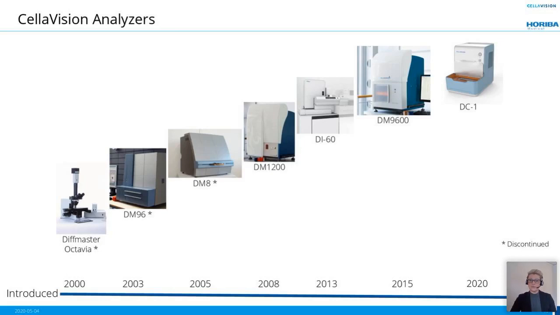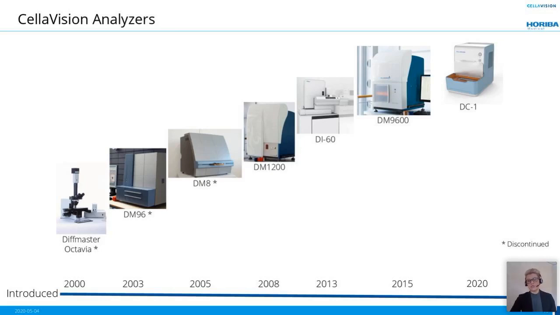And as development goes quickly, we need to be here and now, so we developed a new generation in 2008. Then we released the DM1200, which had the same principle of running slides in a magazine, loading 12 slides into a magazine, but it can only run one magazine at a time, hence the name DM1200.